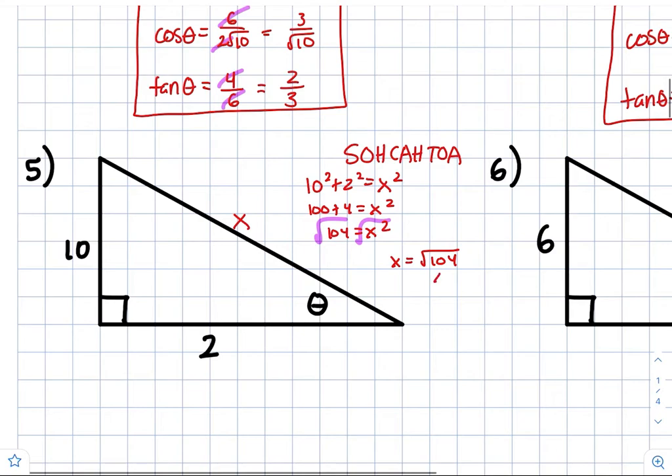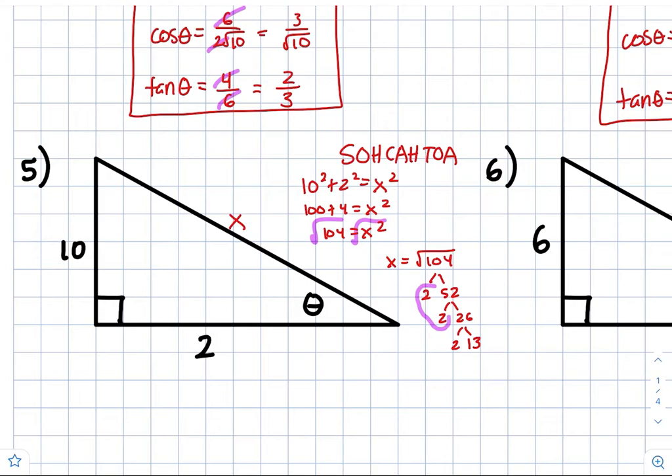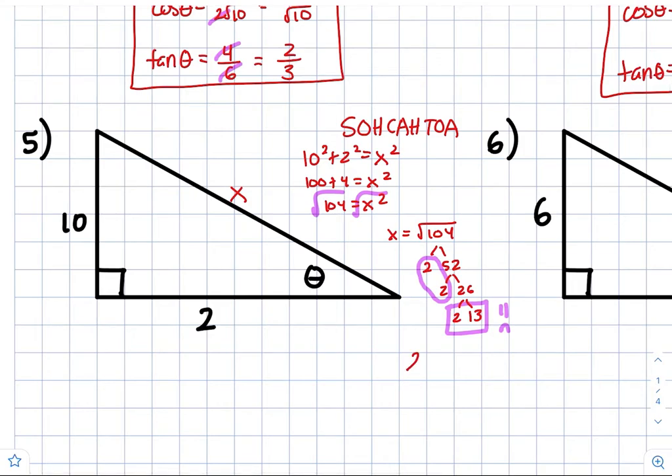So if we factor this, we can get 2 and 52. This will be 2 and 26. This will be 2 and 13. I see only 1 pair of 2's, but then these are leftovers. So on the outside there's a 2, on the inside is 2 times 13, for 2 square root of 26. So the side length, you guys, is 2 rad 26. Now we have everything we need.